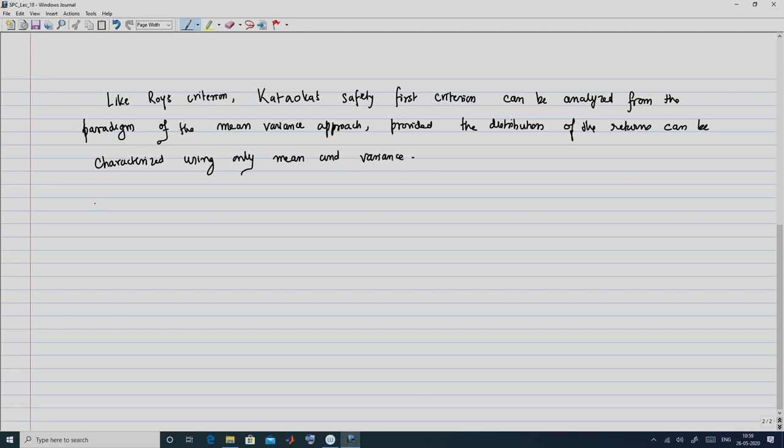Okay, so let us now introduce the notation. So first of all, let me talk about the notation RL. So this is used to denote the insured level of return, right? And you have alpha, which is predetermined.